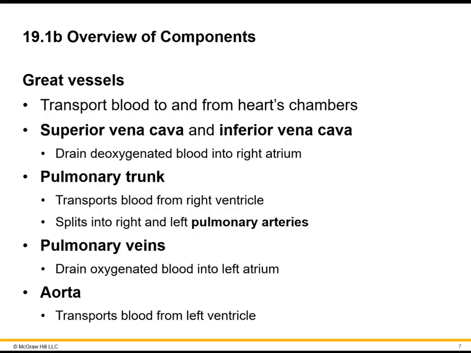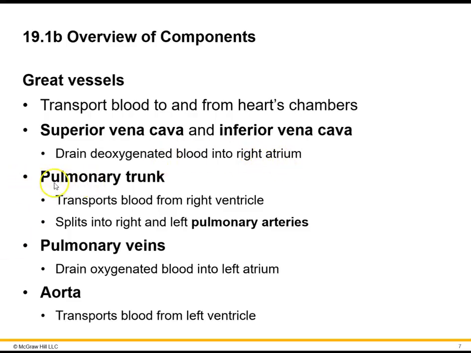Next, let's talk about the great vessels. So I already kind of mentioned some of these. These are those big blood vessels that transport blood to and from the heart's chambers. So you have 2 big veins, the superior vena cava and the inferior vena cava, and these guys collect deoxygenated blood from the body and transport it into the right atrium.